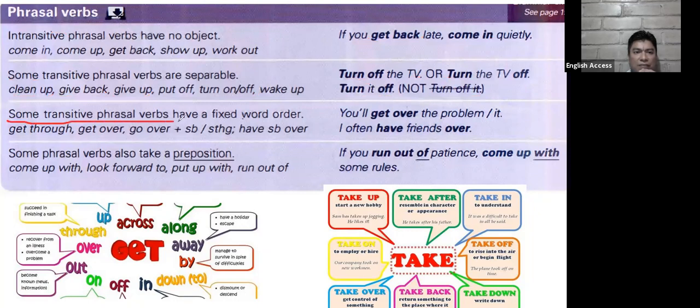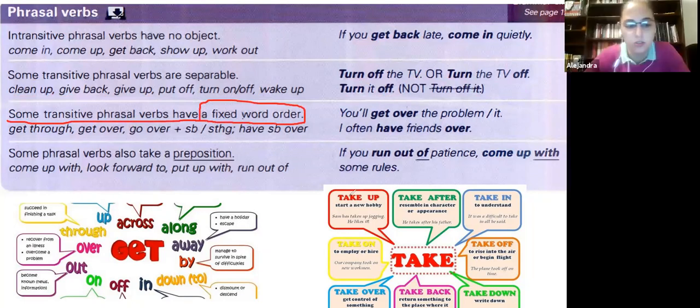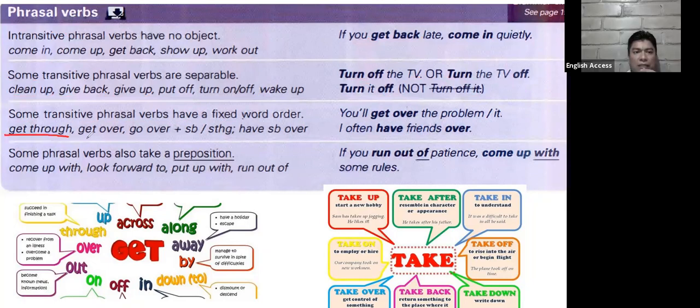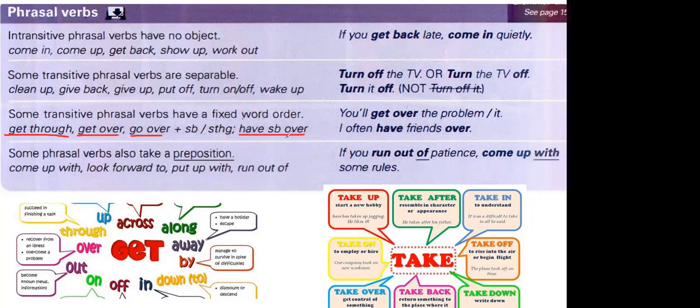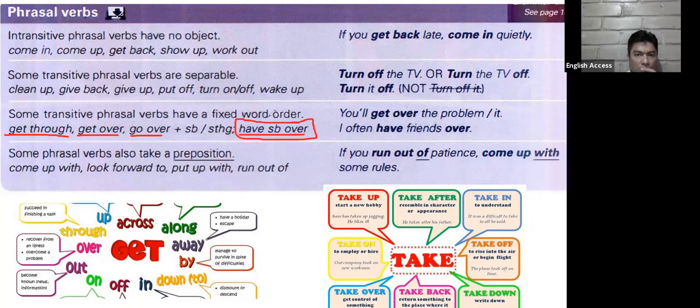Some transitive phrasal verbs have a fixed word order. What does this mean? They don't change, they don't separate. They are always together, inseparable: get through, get over, go over something, have something over. In this case, this one is always separated. You'll get over the problem: get over, always together. I often have friends over: always separated.